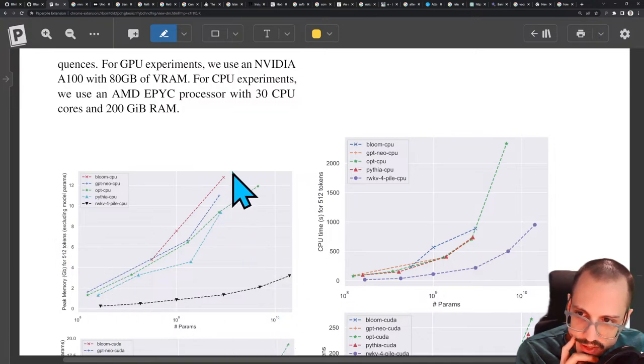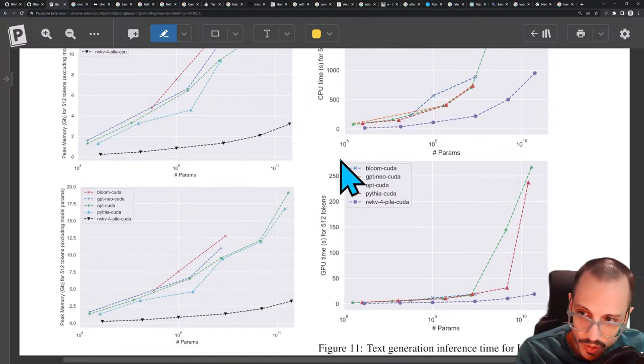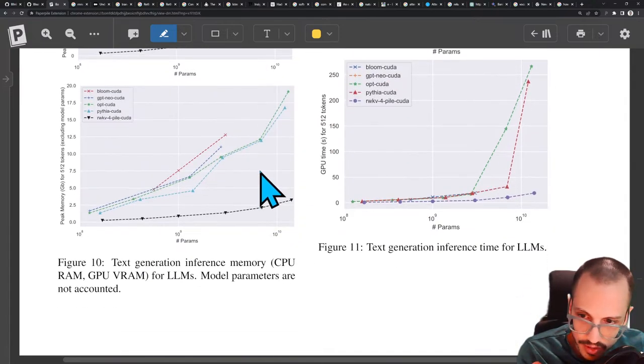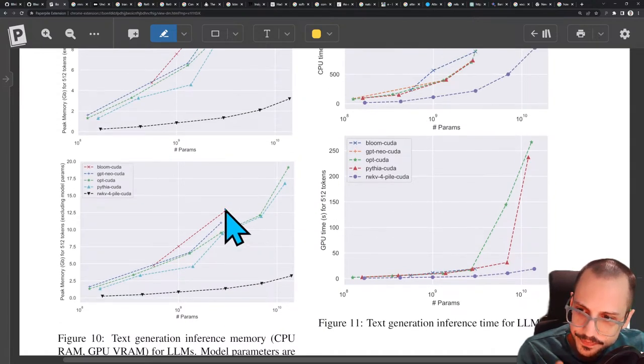using the biggest possible model of RWKV-4 Pile CPU. You only need less than 4 gigabytes of GPU memory, which is crazy. That's a tiny little GPU. And this is not even quantized. This is full float32 precision. Peak memory in gigabytes for 512 tokens, excluding model parameters.